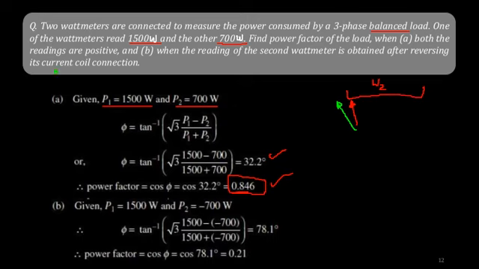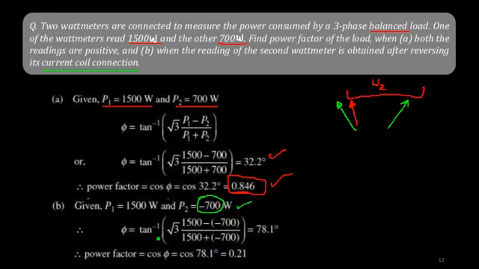Now what you do is you reverse the current coil connection. So what happens? Your meter will now read towards the positive side, and you have to give a negative sign here. You have to indicate it with the negative sign, because you have reversed the current coil connections. So you have minus 700 watts.